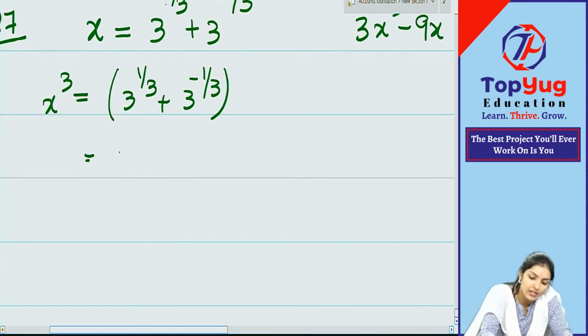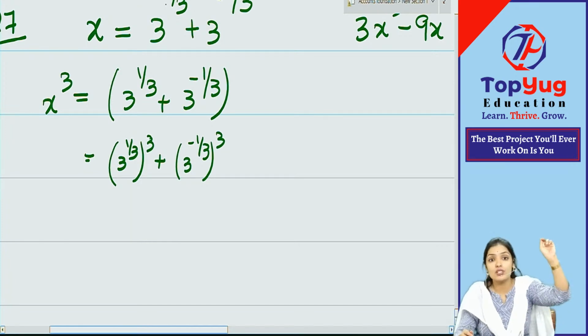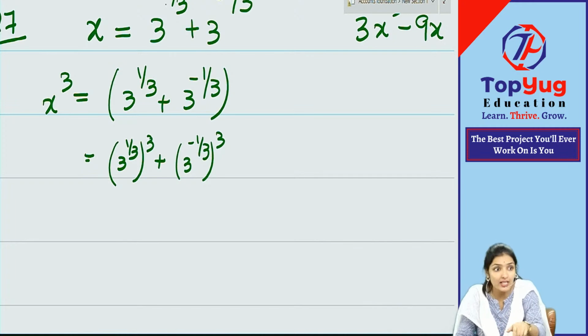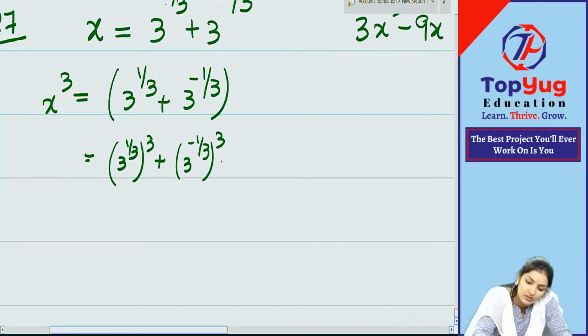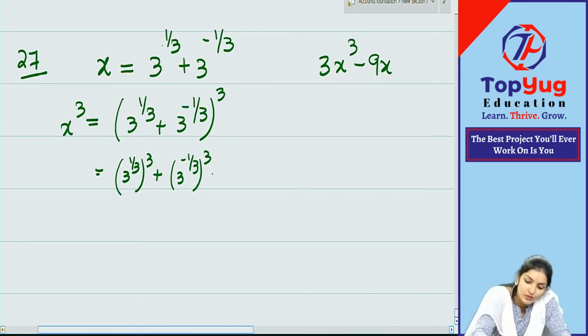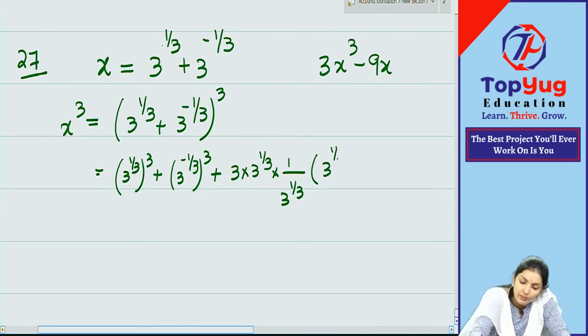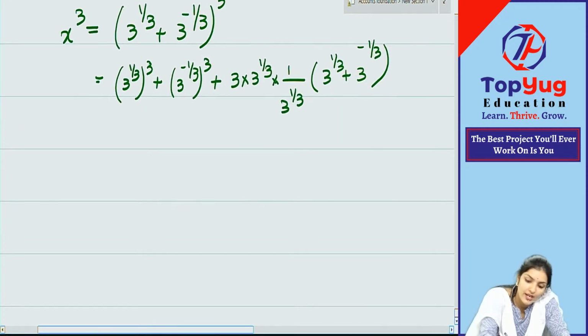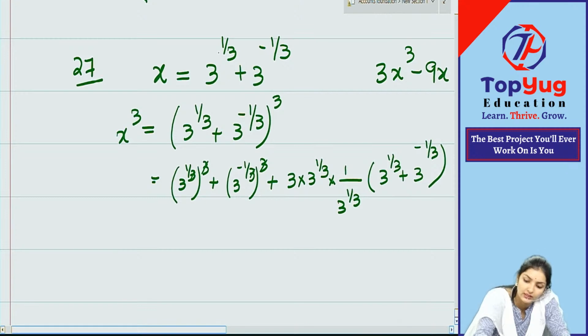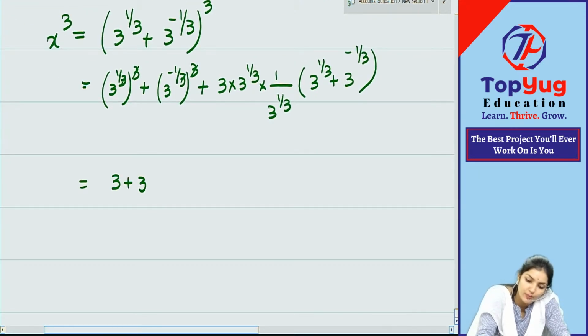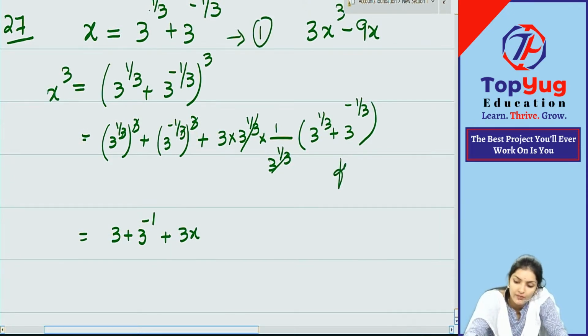So if I use the formula, it is (3^(1/3)) whole cube plus (3^(-1/3)) whole cube. There it was a minus, so you got minus everywhere except a plus b. Here it is a plus, you will just get plus. So it is plus 3 into 3^(1/3) into 1 by 3^(1/3), because minus 1 by 3 I have to write in the denominator, into (3^(1/3) plus 3^(-1/3)). Am I clear till here? Now 3^(1/3) and 3^(1/3) cancel and this will become my x. So I'll write 3 plus 3 to the power minus 1 plus 3x. Can I write 3x from 1? If this is my 1, I'll write from 1.